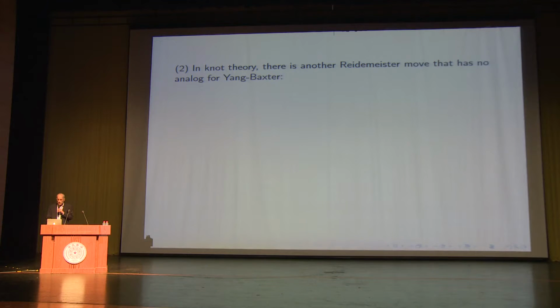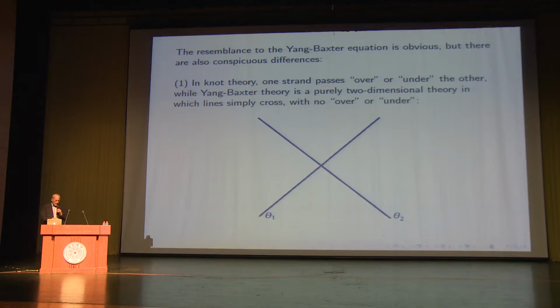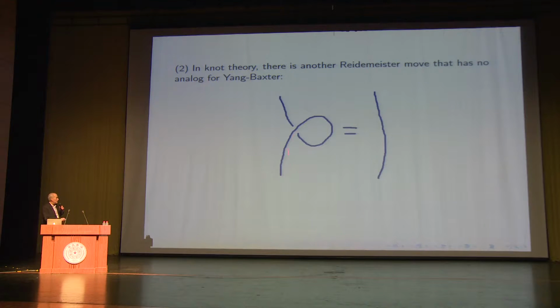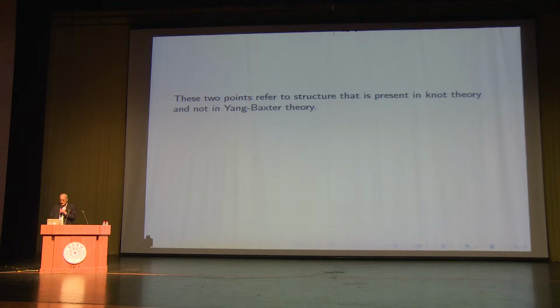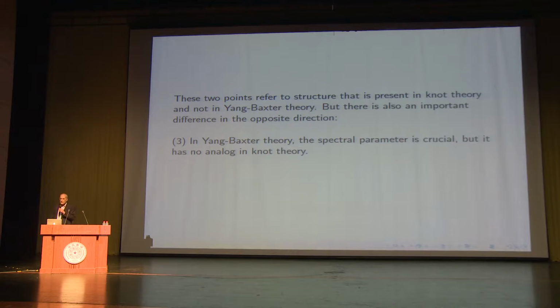So these are two senses in which knot theory is richer than Yang-Baxter. In Yang-Baxter, you don't care about over and under, but in knot theory you do. And in knot theory, you're allowed to compare these two, and that doesn't have an analog for Yang-Baxter. So those are structures present in knot theory and not in Yang-Baxter theory, but there's also an important difference in the opposite direction. In Yang-Baxter theory, the spectral parameter, I called it rapidity so far, but people specializing in integrable systems refer to the rapidity theta as the spectral parameter. So in Yang-Baxter theory, the spectral parameter is crucial, but it has no analog in knot theory.